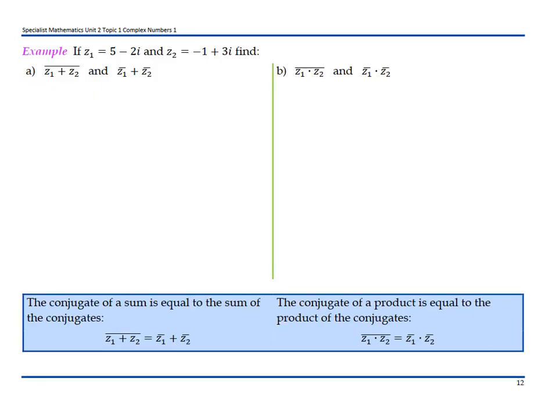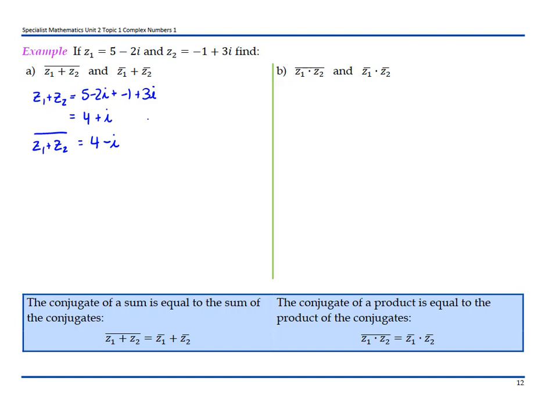So let's look at an example. If Z1 is 5 minus 2i and Z2 is -1 plus 3i, find the conjugate of Z1 plus Z2. So Z1 plus Z2 would be 5 minus 2i plus -1 plus 3i. 5 minus 1 is 4, -2i plus 3i is plus i. So the conjugate of that would be 4 minus i.